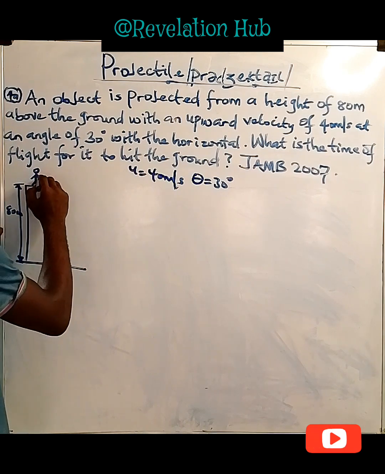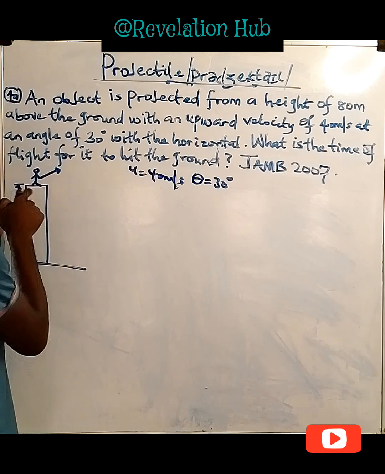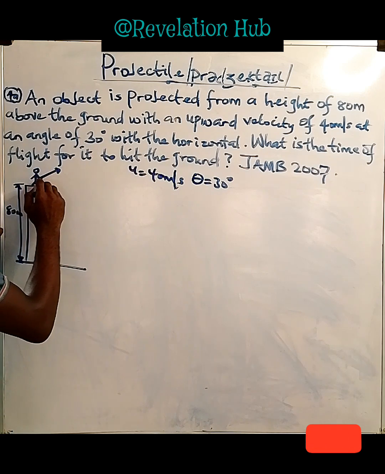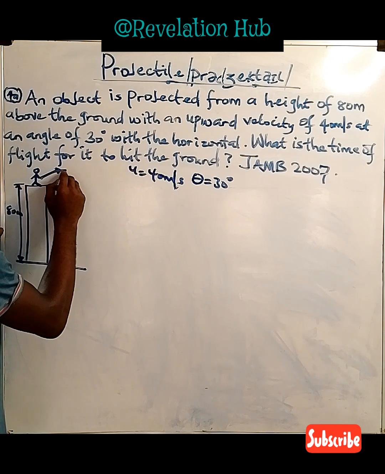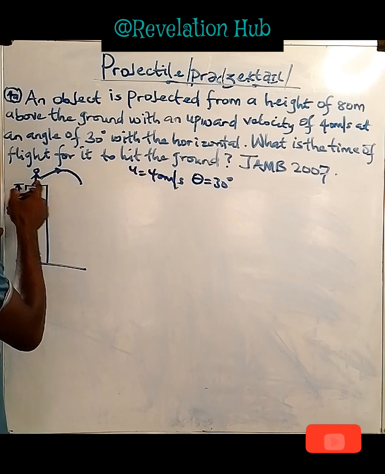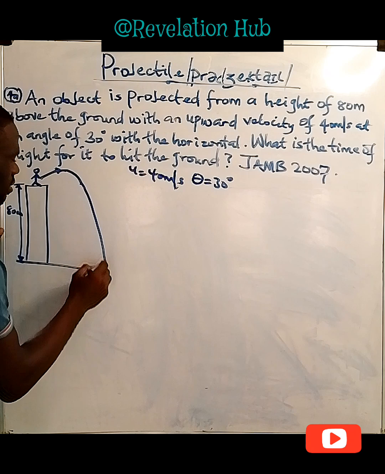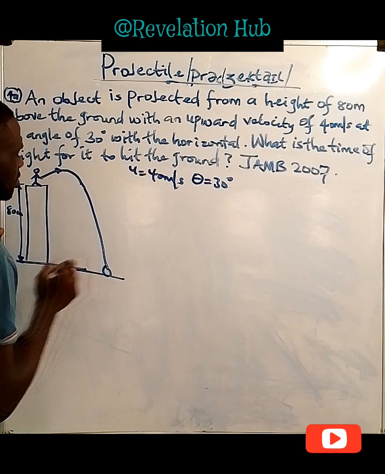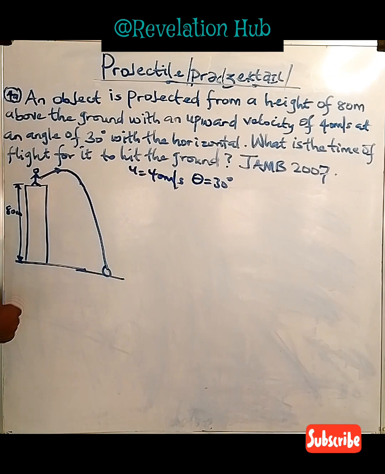So the object was projected up like this, unlike the other one that was projected down. For the fact that this body was projected up, it's going to do something like this. It will get to max height, then falls back to where it was projected from, and keeps falling until it gets to the ground, just like this. So this is quite a more complex stuff than the previous one that we worked on.